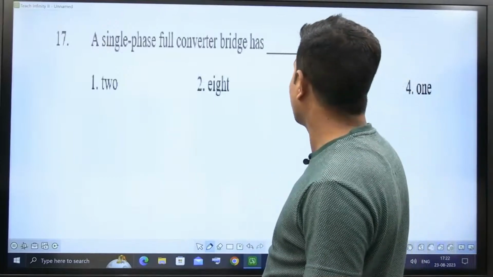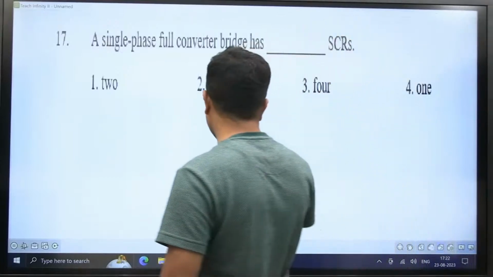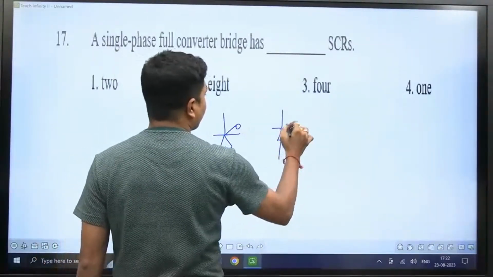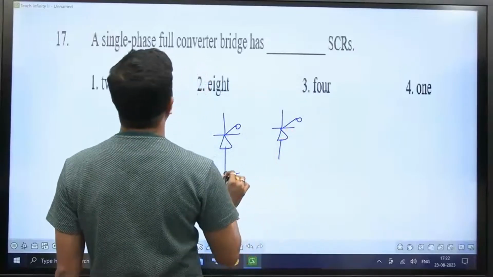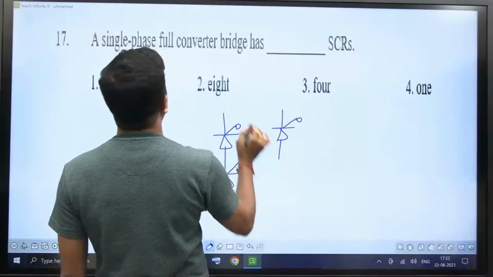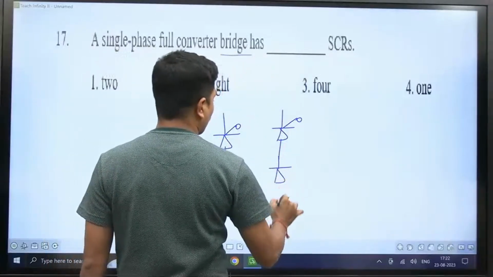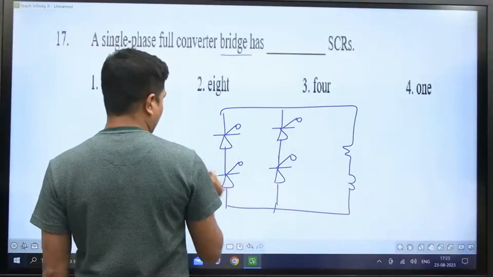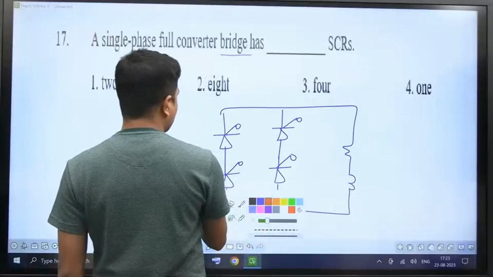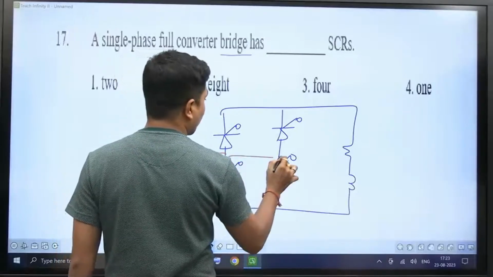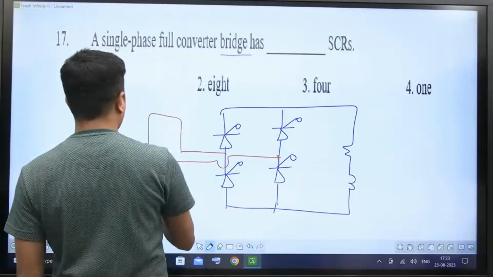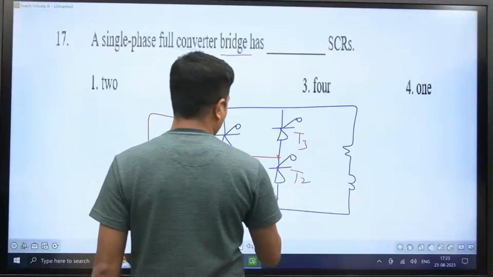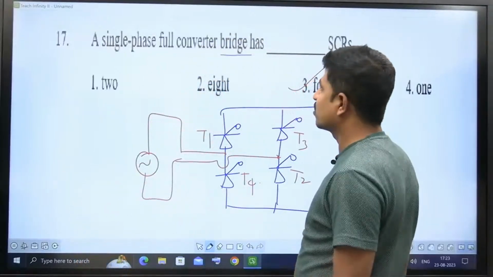A single phase full converter bridge has 4 SCRs. Previously we drew a semi converter, now this is a single phase full converter, that too a bridge. Now I'm taking some RL load here. For the given question, it has nothing to do with the load. What type of load you take doesn't matter. This is thyristor 1, thyristor 2, this is T3, this is T4. So all four are SCRs. Choice 3 it is. Direct question.